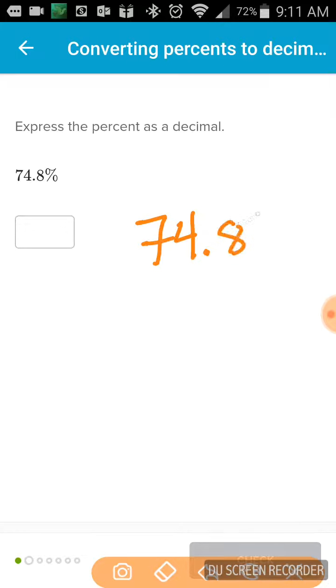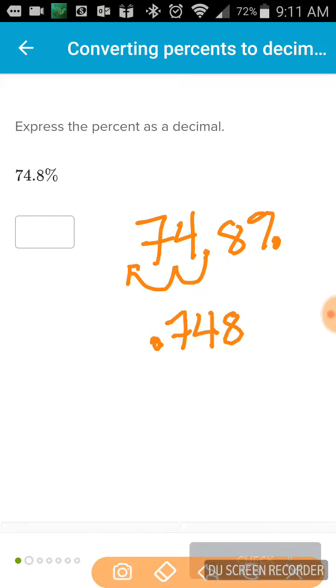74.8%. There are two circles in the percent sign, and I want to hide it, so I move the decimal 2 times to the left to hide the percent sign. So 0.748.